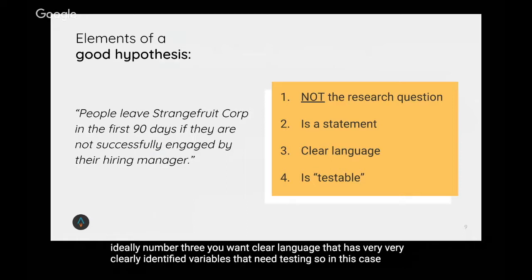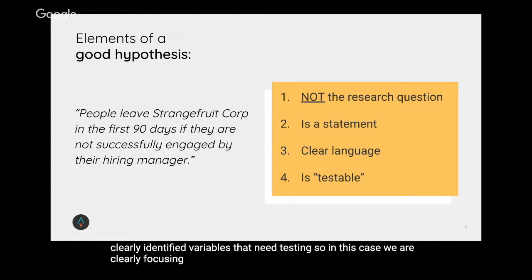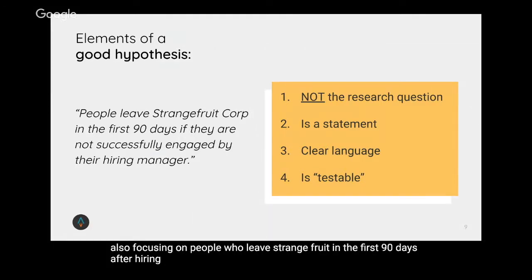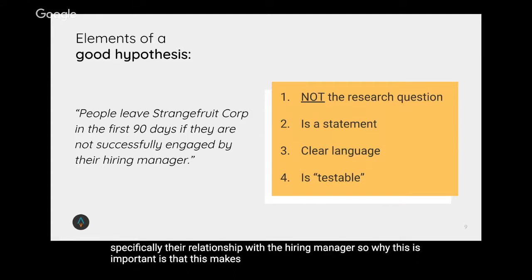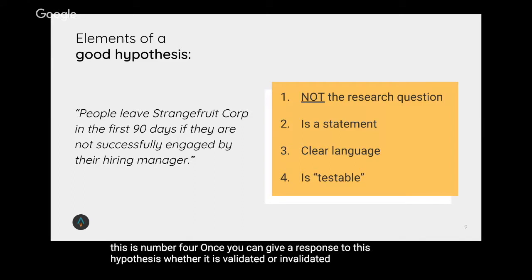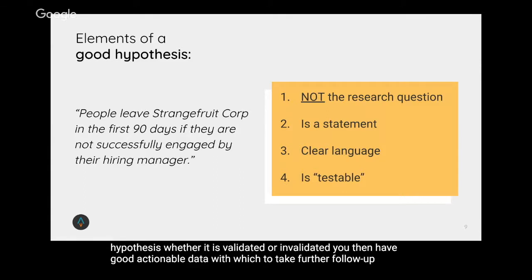So in this case, we are clearly focusing on people who leave Strange Fruit. We are clearly also focusing on people who leave Strange Fruit in the first 90 days after hiring. We are also focusing on their levels of engagement and specifically their relationship with their hiring manager. So why this is important is that this makes the hypothesis extremely testable. So this is number 4. Once you can give a response to this hypothesis, whether it is validated or invalidated, you then have good actionable data with which to take further follow-up action.